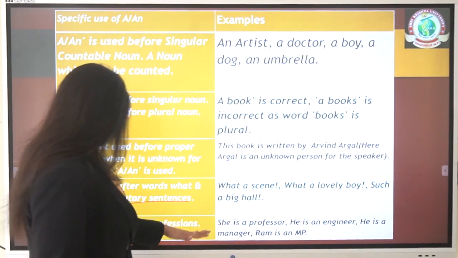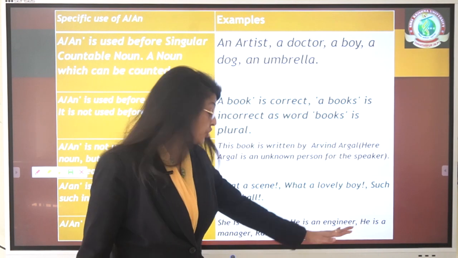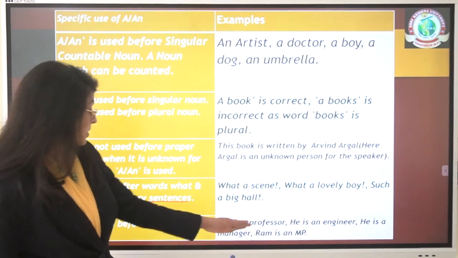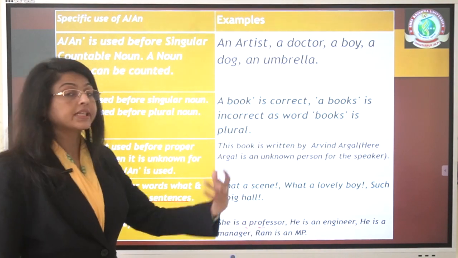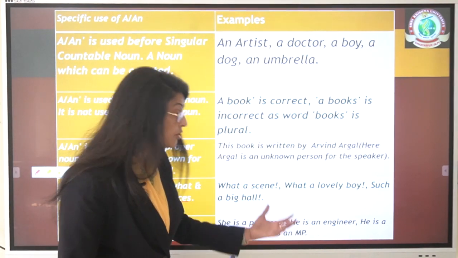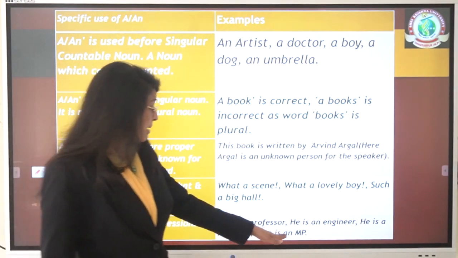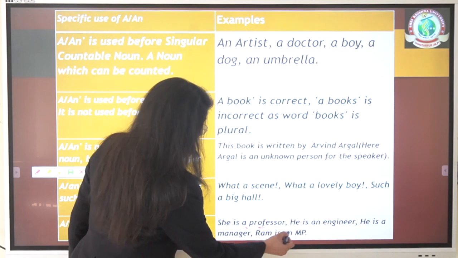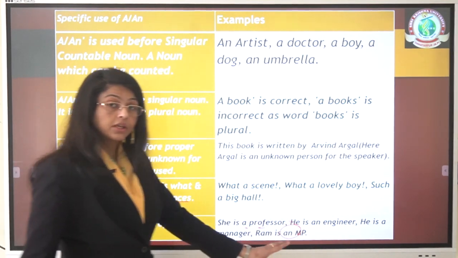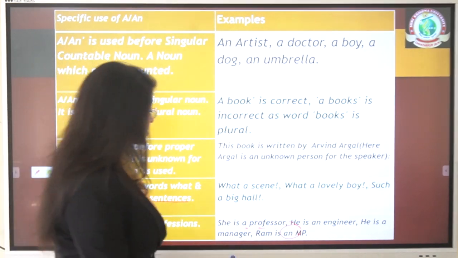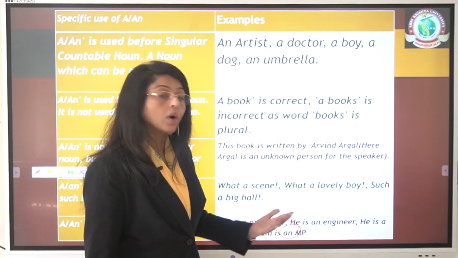Now, before profession, what are the professions? A professor, an engineer. This is a profession. When any noun is expressing a person's profession, then the article is used, for example a manager. Ram is an MP. Now see here, an MP. Why? Although M is a consonant, it has a vowel sound. So Ram is an MP.